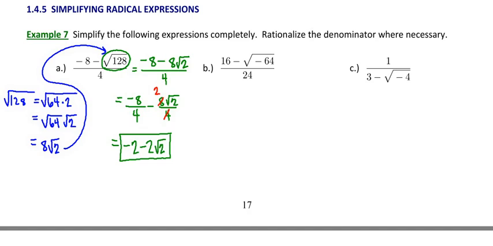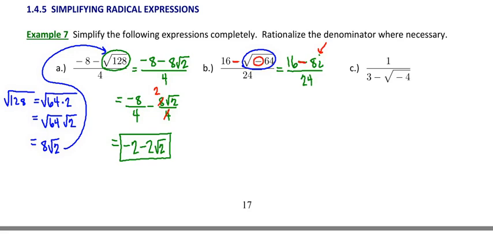Let's try the next example. 16 minus the square root of negative 64, divided by 24. Now, again, I want to start by simplifying this radical. Well, 64 is a perfect square. And you know the square root of 64 is 8. But when we have a negative under the radical, that represents an imaginary number. So we can simplify the square root of negative 64 as 8i. Notice the negative here between the two terms appears right here, and the negative under the radical is now disguised in that i. And in the denominator, we have 24.